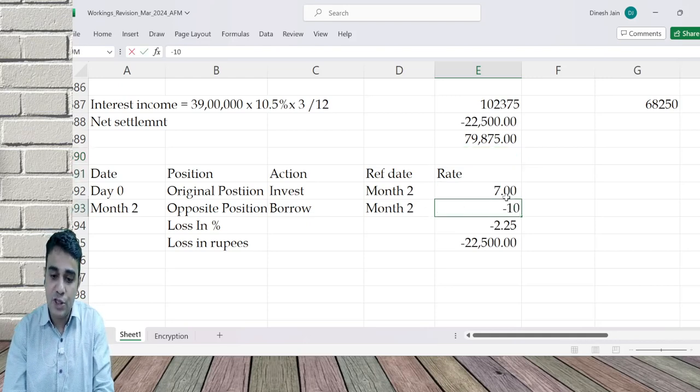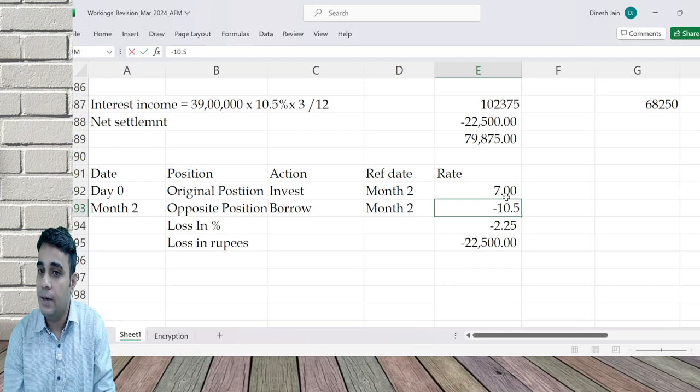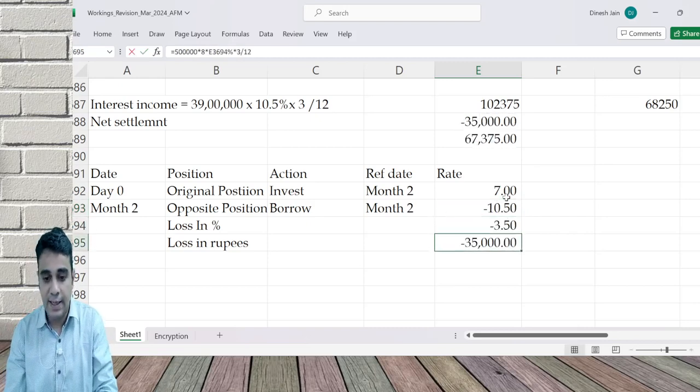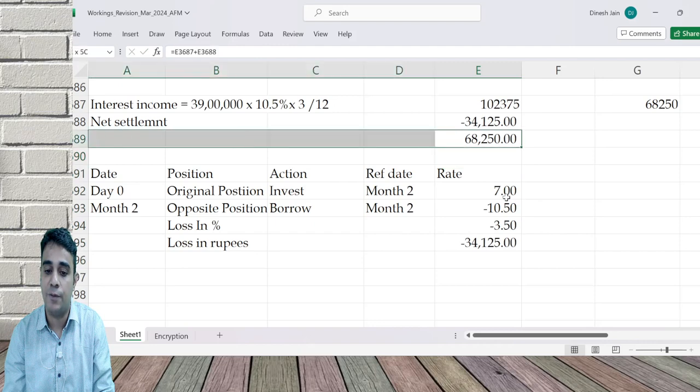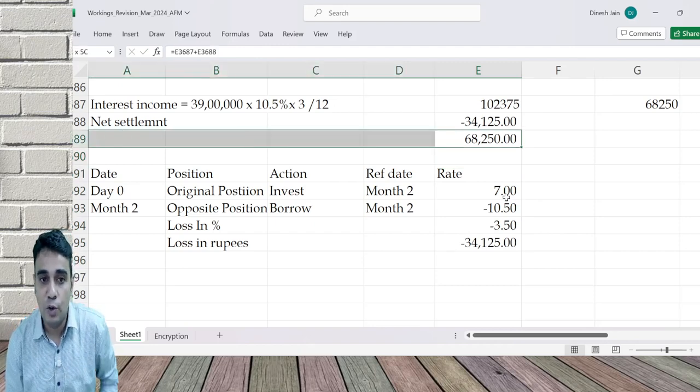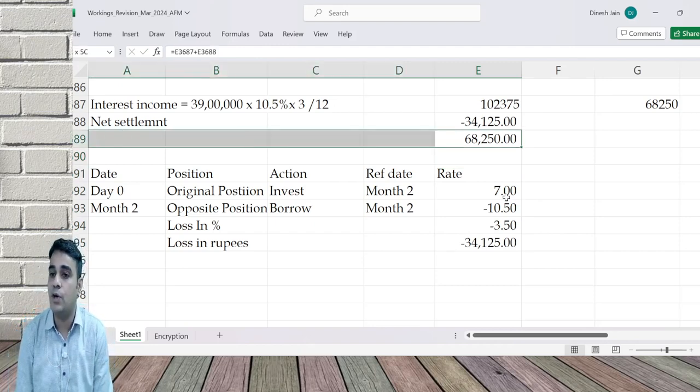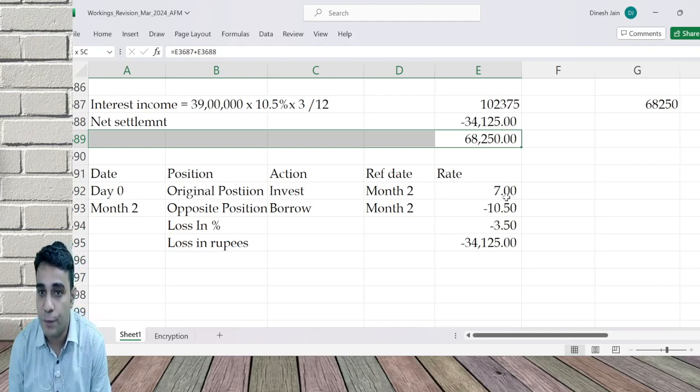So ideally, first this should be 10.5. That is the spot rate, and the futures rate should match. Second, I should be able to take exactly 7.8 contracts. If that had happened, I would have got 68,250, which is what my plan was. My plan was to earn 68,250. I don't want to earn more. I don't want to earn less. 68,250 will come if you are able to hit 7.8, which you are not able to do.